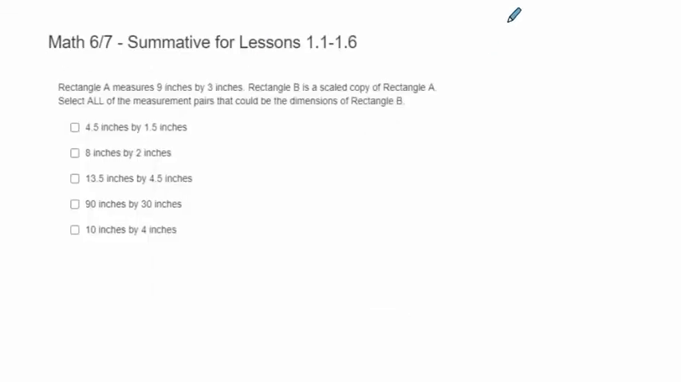All right, next one. Let's see, rectangle A has a measurement of 9 by 3, and B is a scaled copy, so it wants to know which one of these will work. So if I have a 9 by 3, which one of these will work? If I look at this one, that would be dividing by 2, that works. If I'm going to an 8, that'd mean I'm dividing by 1, that won't work. This one I know for sure would work by 10. Okay, I'm going to do that one.